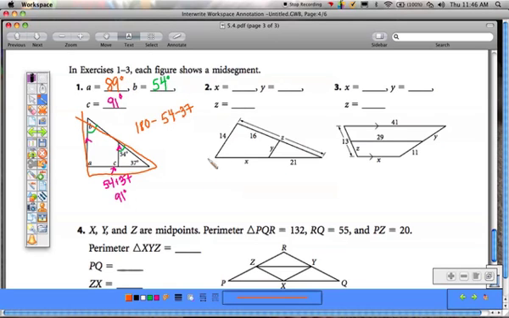Okay, we have another triangle midsegment. We know that Y is going to be half of 14, so that's going to be 7. We know that this is a midsegment, so X is also 21. Z is going to be 16 plus 16, which is 32. So this is 21, 32.